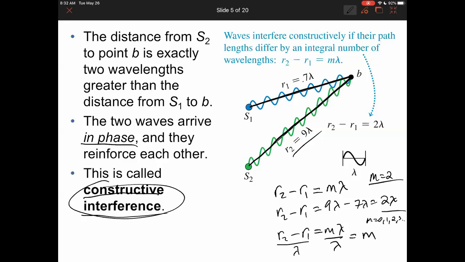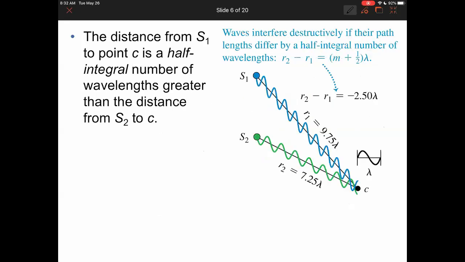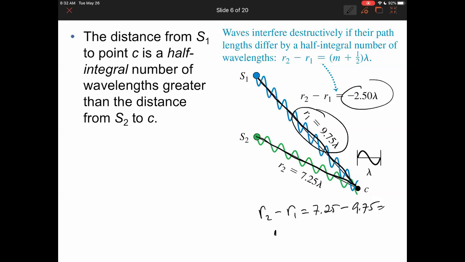Remember, there was also point C. If you go to point C, I can do the same thing with these waves. Source 1, in this case, has to travel this distance. So R1 equals 9.75 wavelengths, because when it gets there, it's not arriving with its crest. R2 is 7.25 wavelengths. If I do R2 minus R1, I get 7.25 minus 9.75, and what we get is R2 minus R1 equals negative 2.50 wavelengths.